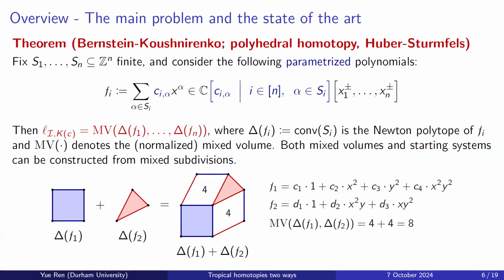Look at F1, where the monomials are 1, x squared, y squared, x squared y squared. If you take the convex hull, you get a square. F2 is 1, x squared, y, xy squared, so you get a triangle like this. What you can do is take the Minkowski sum of both shapes, and you'll get a bigger shape here on the right.